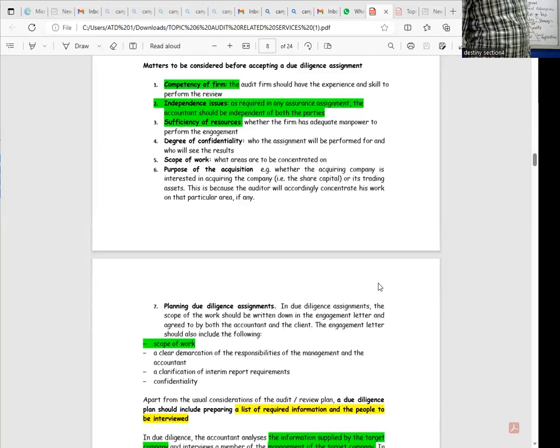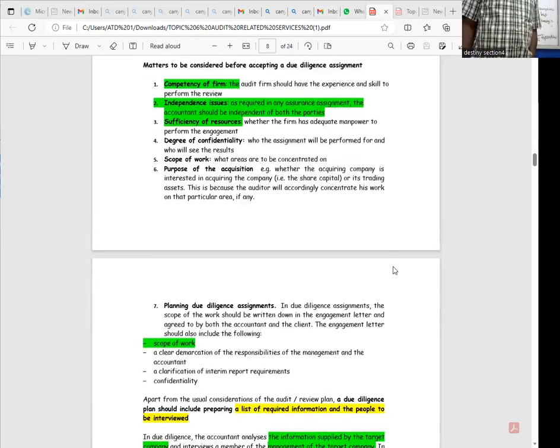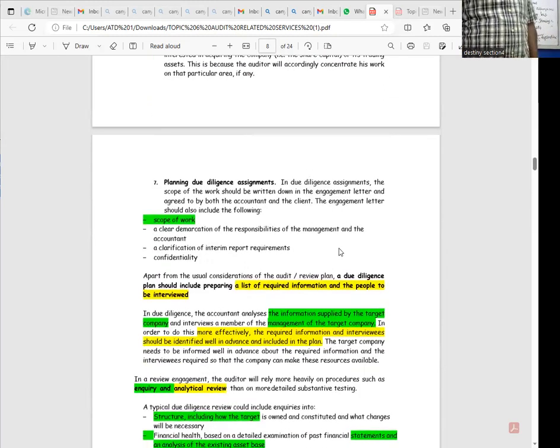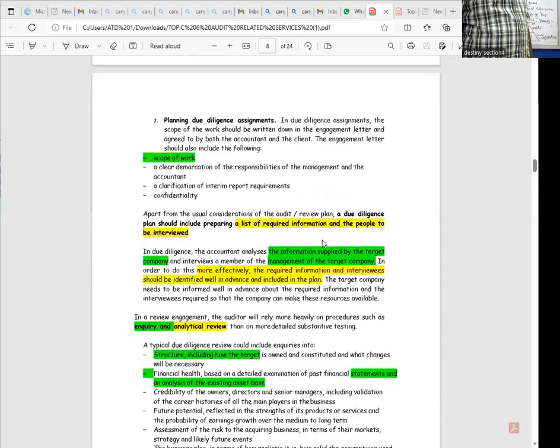Six, the purpose of the acquisition, e.g., when the acquiring company is interested in acquiring the company, either its share capital or its trading assets. This is because the auditor will accordingly concentrate his work in that particular area, if any. Then seven, planning the due diligence assignment. With due diligence assignments, the scope of the work should be written down in the engagement letter and agreed to by both the accountant and the client. The engagement letter should also include the following: the scope of the work, a clear demonstration of the responsibilities of the management and the accountant, a clarification of the interim report requirements, and confidentiality.